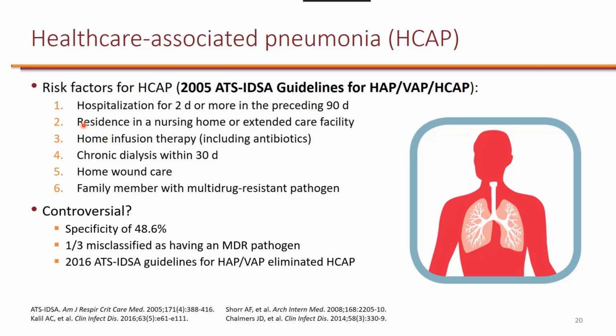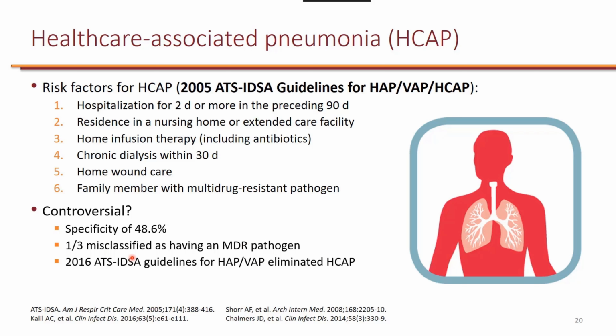Now, the issue with this is that it's controversial because, at least one study shows that specificity of these criteria was about 48% to 49%. And 1 out of 3 patients were misclassified as having multi-drug resistant pathogen. So really, it leads to over-treatment of patients. And that's not good because over-treatment can also have toxicities and selection for more resistant organisms.